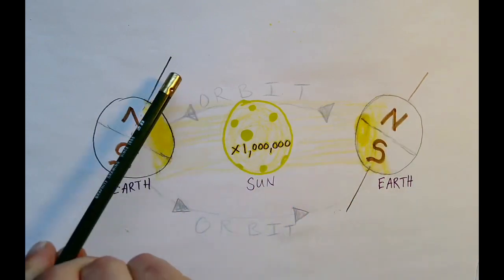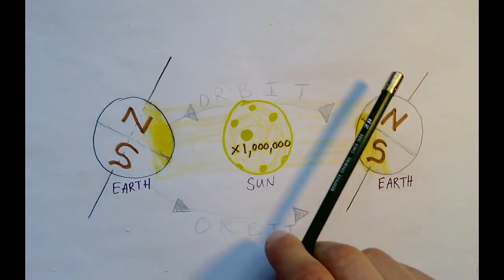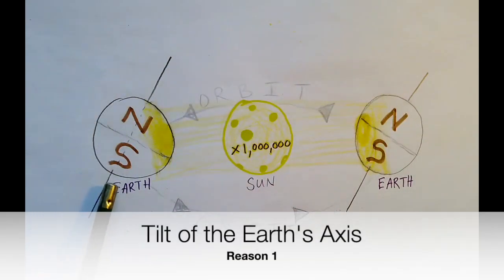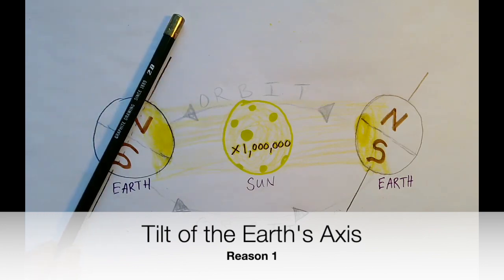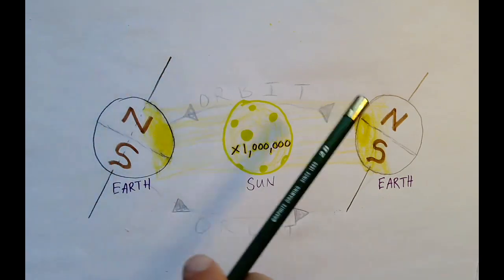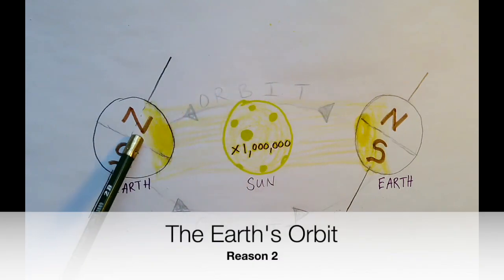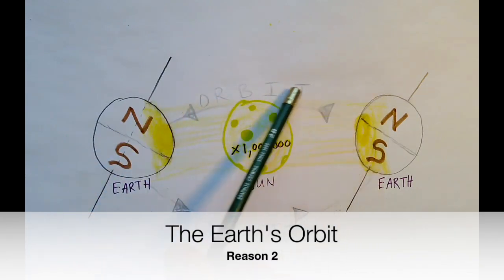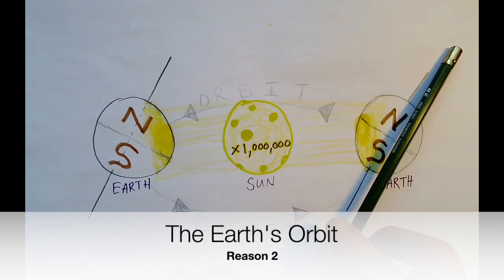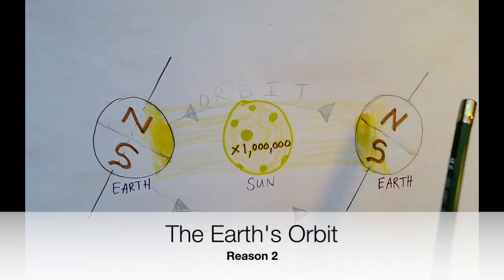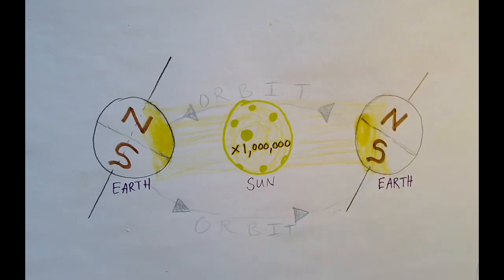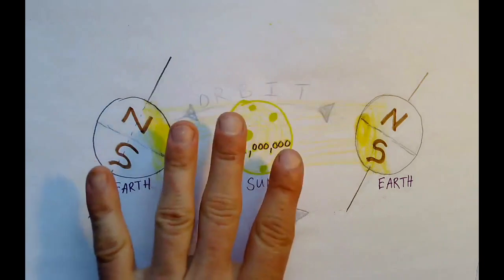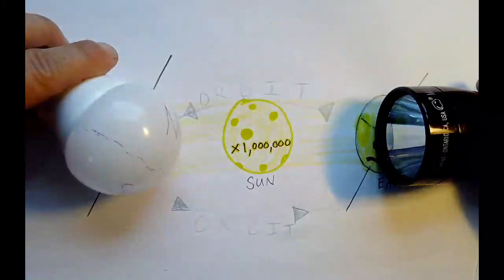And everything we went over here is now reversed. And so that's why seasons change from one part of the year to another. Reason one is tilt of the axis, and reason two is the orbit of the Earth. And because of the orbit, that tilt of the axis causes the seasons to switch in the northern and southern hemispheres. We can also see that with, instead of a 2D model, a 3D model.